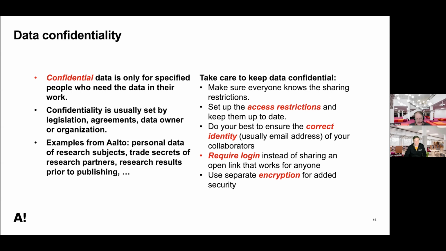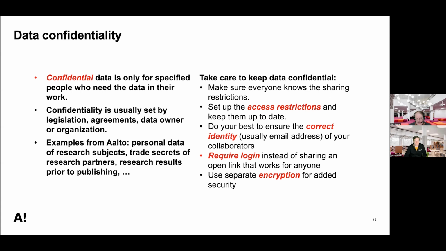Some key points in taking care of keeping data confidential. Make sure that everyone knows the restrictions on how the data can be used or shared. Set up access restrictions and keep them up to date. Take care to ensure the correct identity of your collaborators. Usually this means double checking that their email address is correct, because a mistake with an email address is usually a data breach, since someone who should not have access gets the data. Or at least it's possible, because we have no way of knowing who has accessed it.